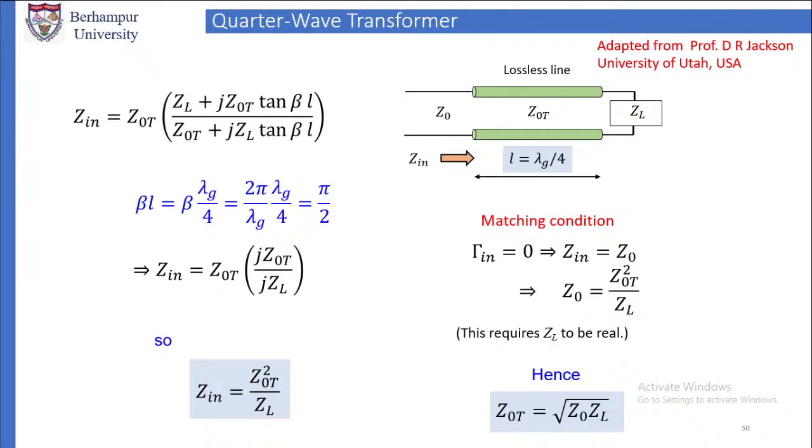Now we have seen Zin is equal to Z0T square by ZL. So for Zin we can put Z0. If we put Z0, then Z0 is equal to Z0T square by ZL. So this requires that ZL has to be real, otherwise this will not hold. Z0 into ZL will not be Z0T square. Therefore ZL has to be real. Z0 is real, ZL has to be real, so Z0T whole square will be real. So from that we get Z0T is equal to square root of Z0 into ZL.